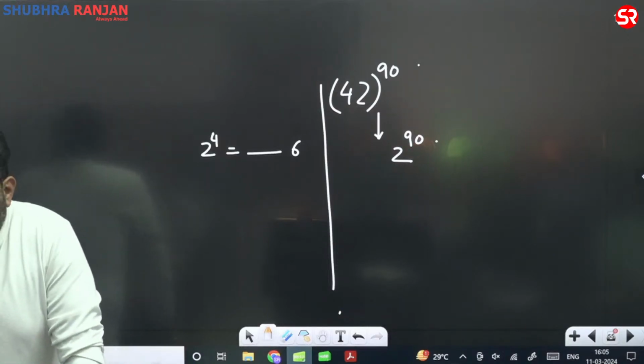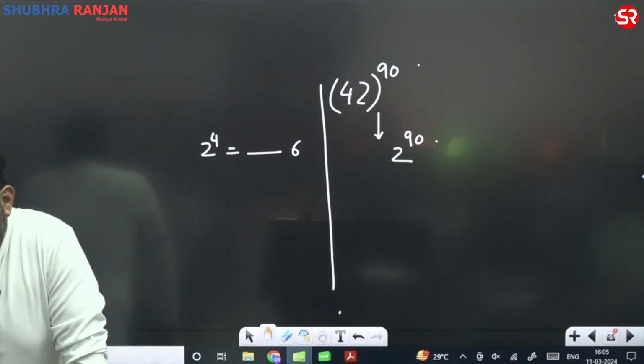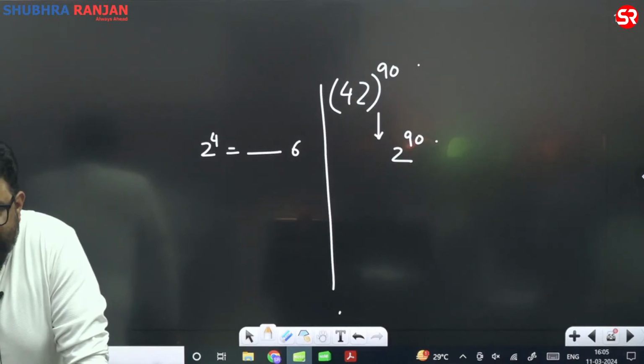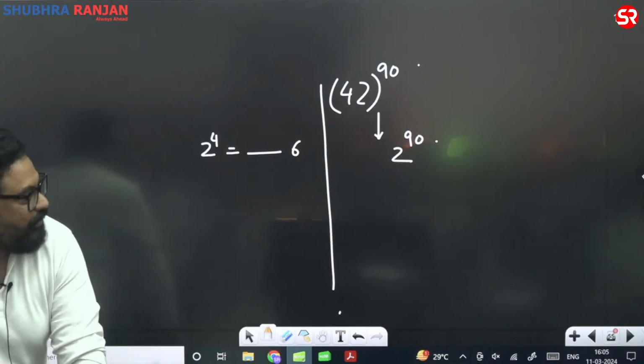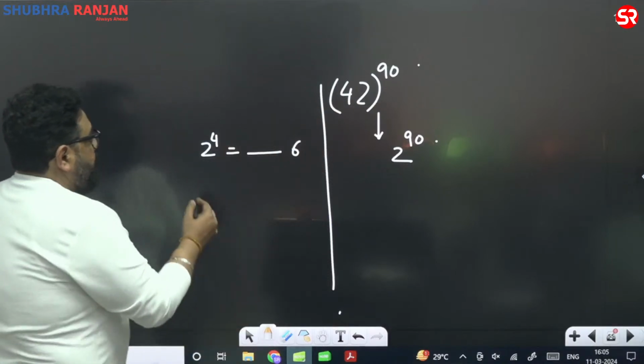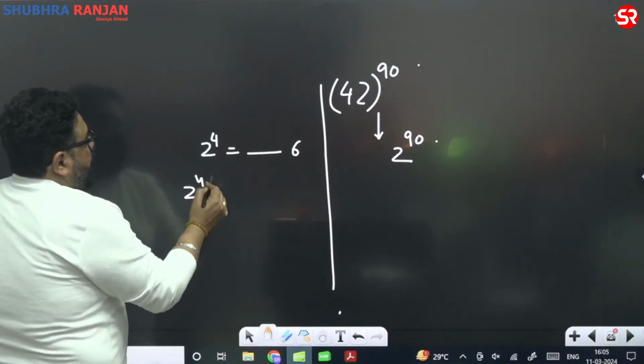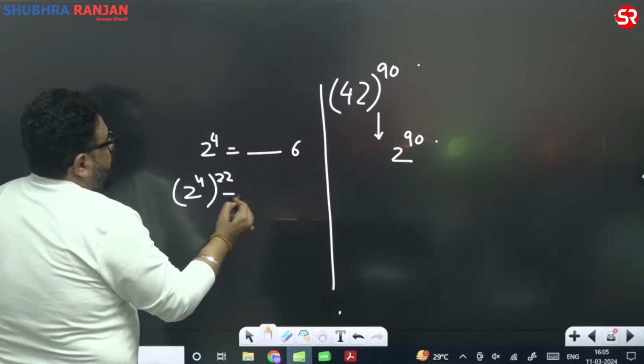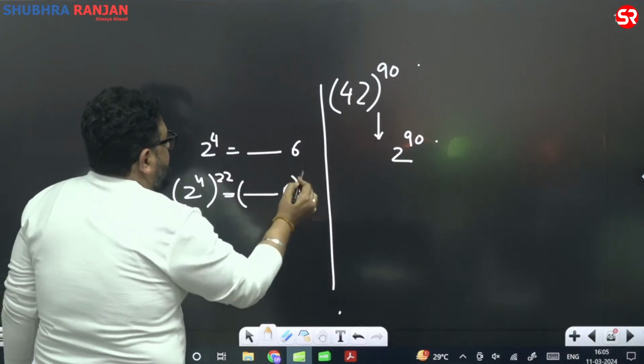2 twos 4, 4 twos 8, 8 twos 6. So whenever index is even, we try making 6. That is what we have done here, right? So you have to go till 90. So can I write 2 to the power 4 raised to the power 22 gives you a number ending with 6 raised to the power 22.